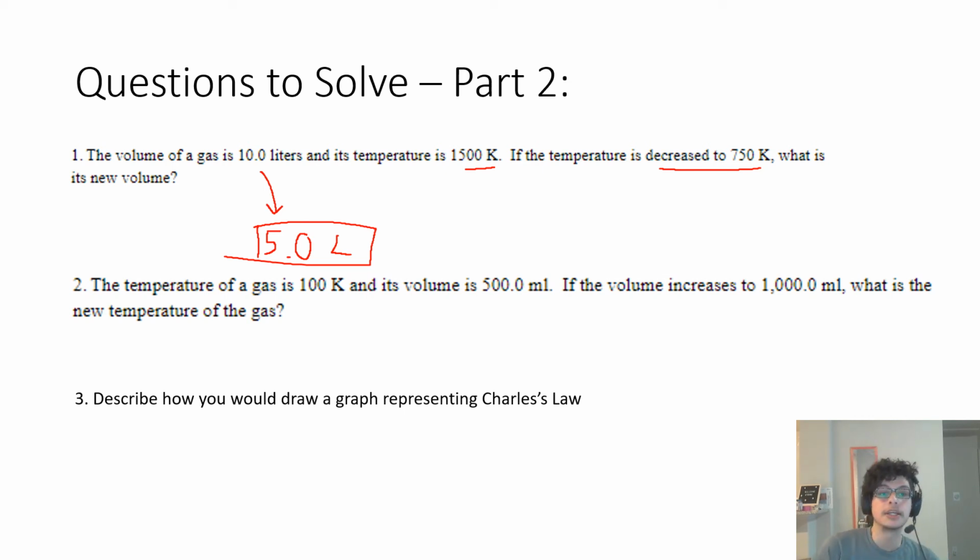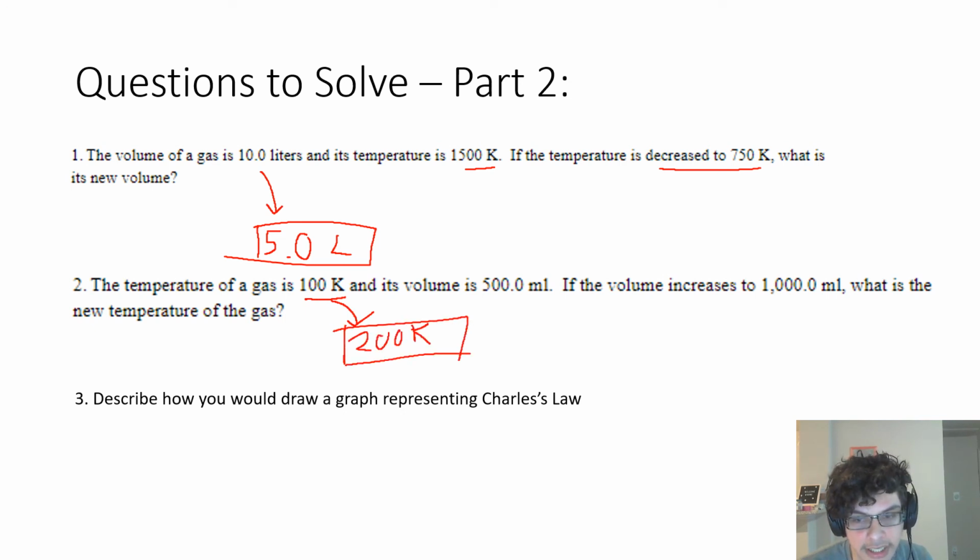Number 2, the temperature of a gas is 100 Kelvin and its volume is 500.0 milliliters. If the volume increases to 1000.0 milliliters, what is the new temperature of the gas? So again, another shortcut, we can see the volume doubles, so the temperature in Kelvin should also double. So instead of 100, I'm going to write 200 Kelvin. Really nice, easy relationship here.